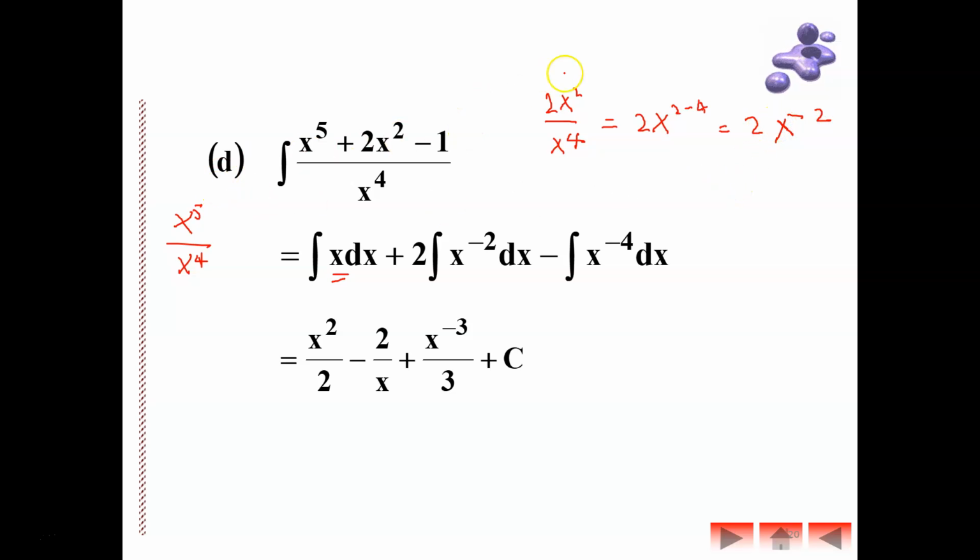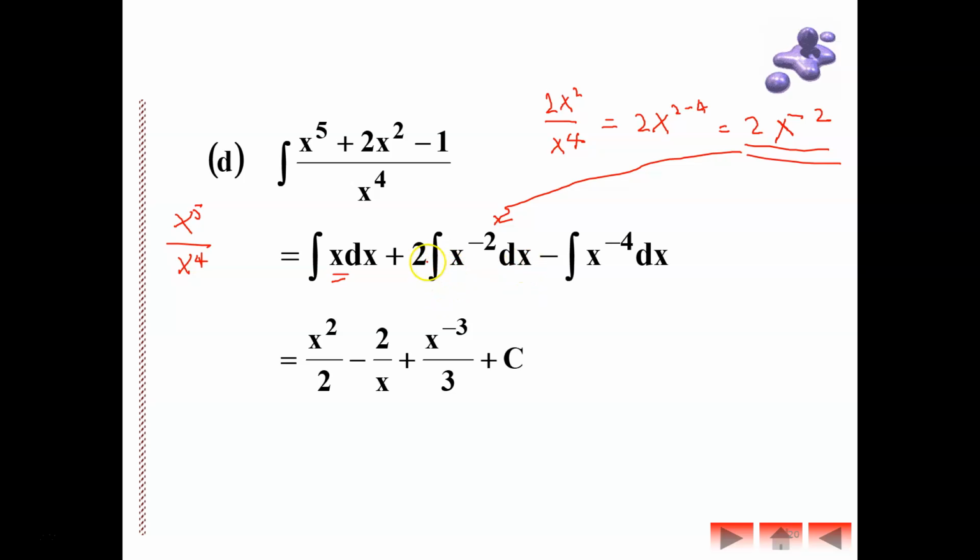My handwriting is not so good when you are using a mouse, not using a pen. So you get this part. Okay, that one, if x squared is divided by x^4, so when we divide, we subtract the powers. So you have 2x to the power of negative 2. That is this one.